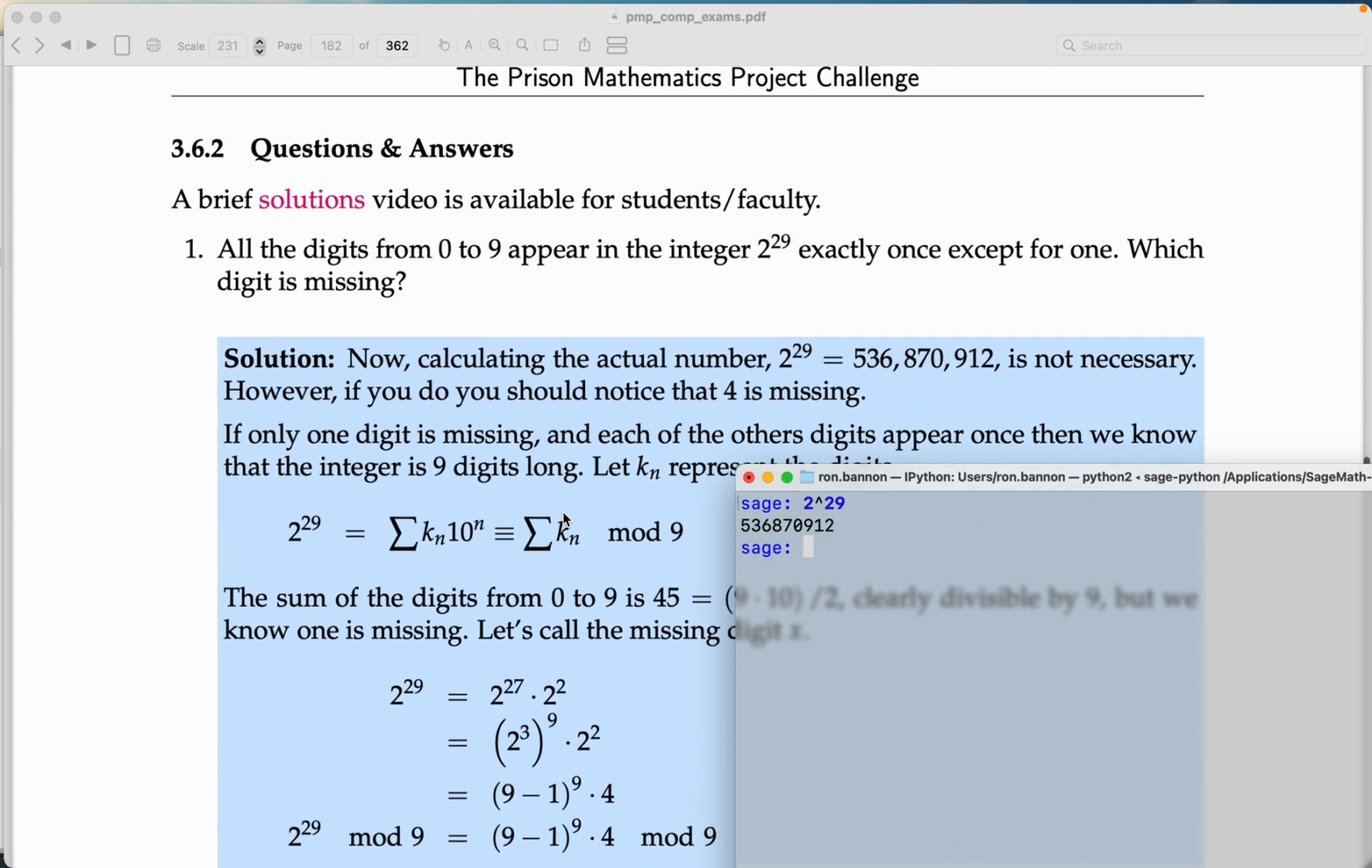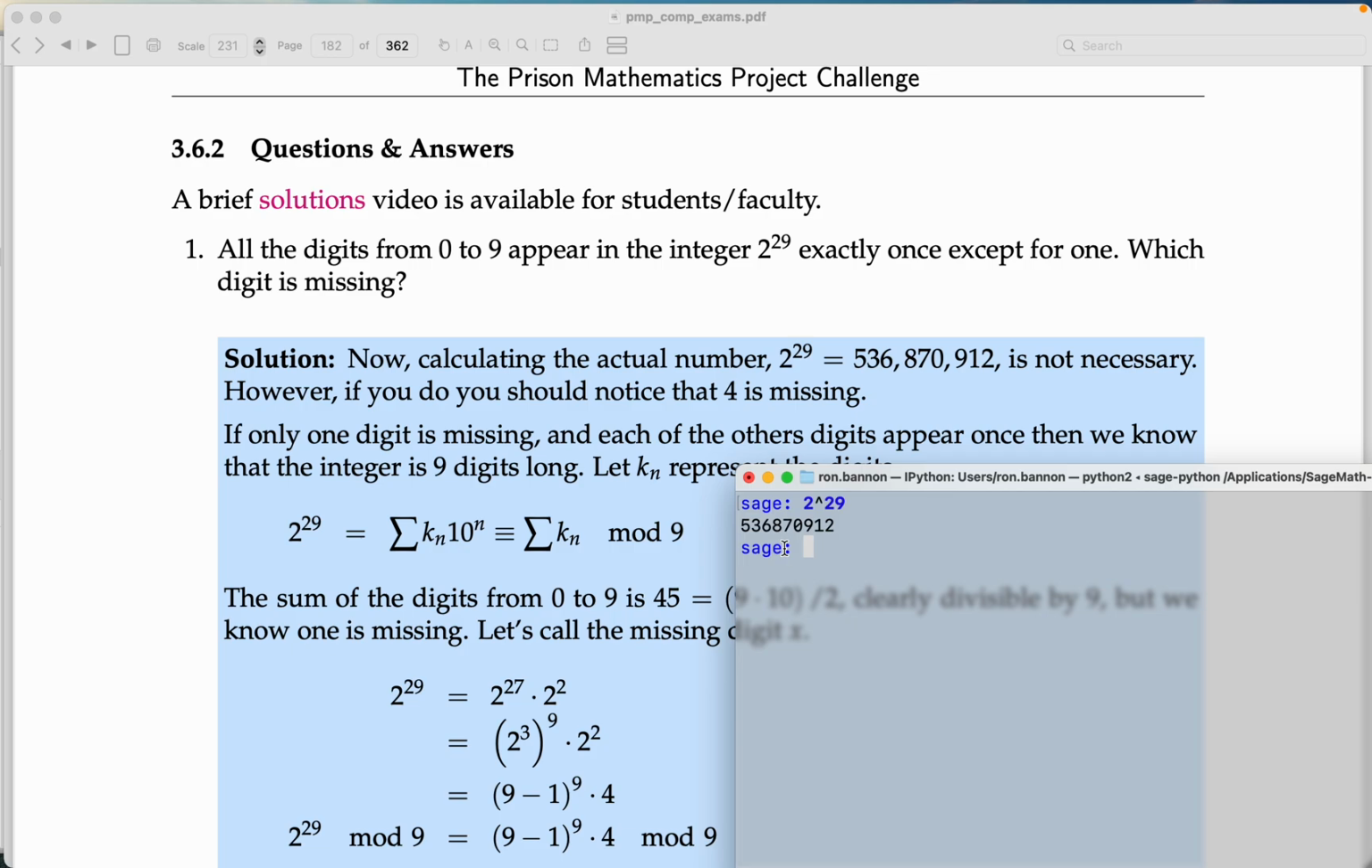But again, what was our question? It says all the digits 0 to 9 appear. Let's see if that's true. I see 1, 2, 3. I don't see 4, do you? Nope, I don't see 4. 5, 6, 7, 8, 9. So 4 is the only digit that doesn't appear there.